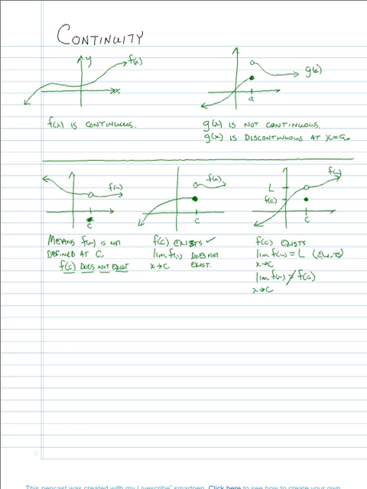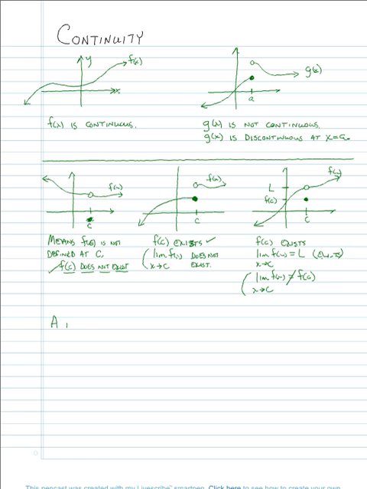So all three of these situations are bad. Remember, the very first one is bad because f of c does not exist. The second one is bad because the limit of f of x as x approaches c does not exist. And the third one is bad because the limit is not the same as the function at that position. So here's what I was headed for.